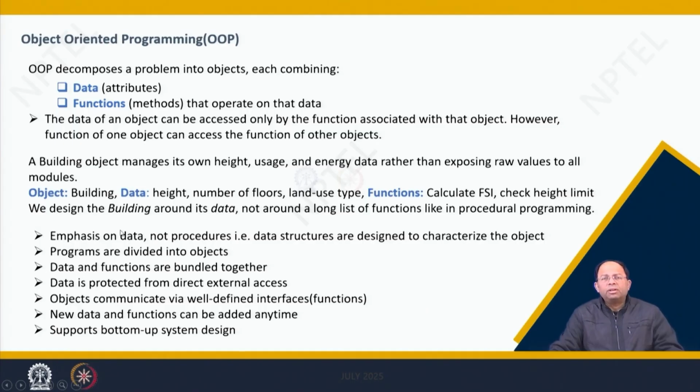So the emphasis is on data, not on procedures. That is, data structures are designed to characterize the object, and then we have functions to work on the data. Now, programs are usually divided into different objects, and these objects talk to each other, the objects relate with each other, and data and functions are bundled together inside these particular objects. And data is obviously in that case protected from direct external access, so nobody can directly change any data inside an object, and objects communicate between themselves via well-defined interfaces or via functions, which we will explain later.